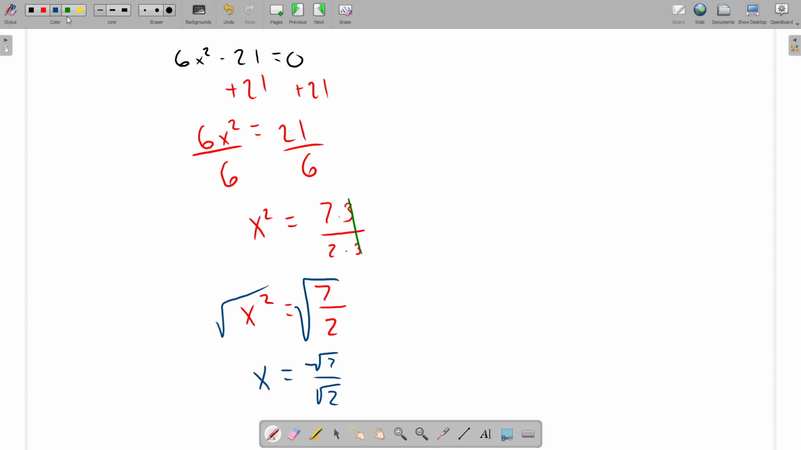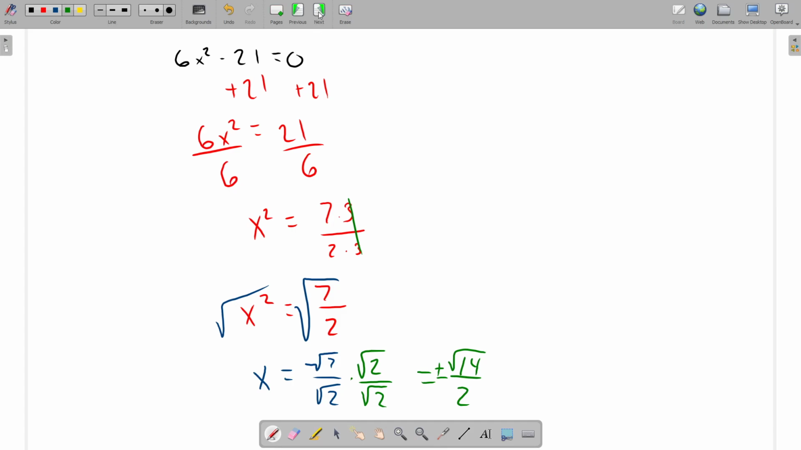I'm going to rationalize it by multiplying both the top and the bottom by my denominator. Because when I do this, the square root is going to cancel. The square root of 2 times the square root of 2 is just 2. So the square root of 7 times the square root of 2, I can multiply the numbers under the square root, have the square root of 14. And of course my final answer is always plus or minus.